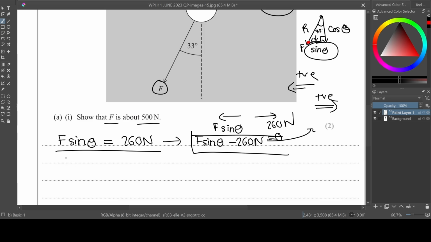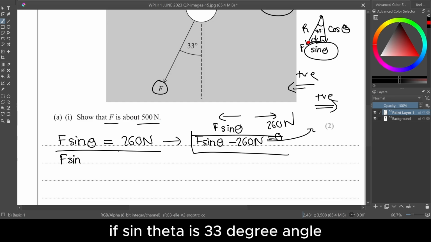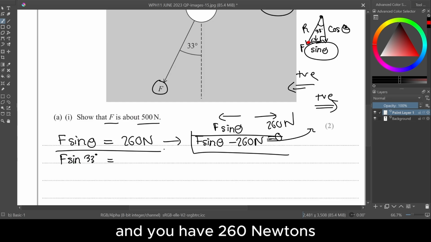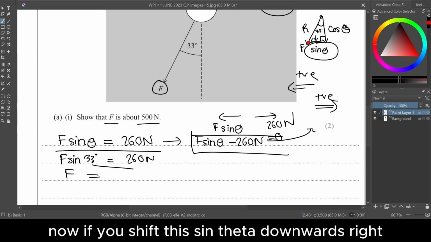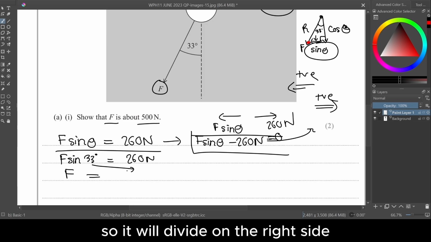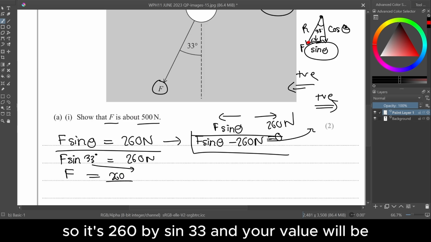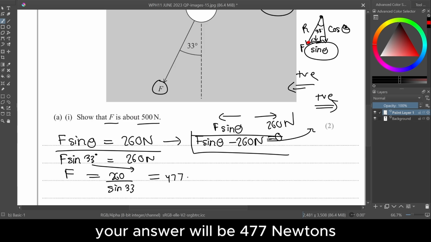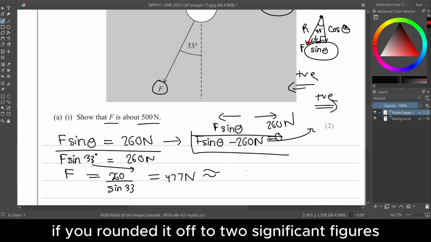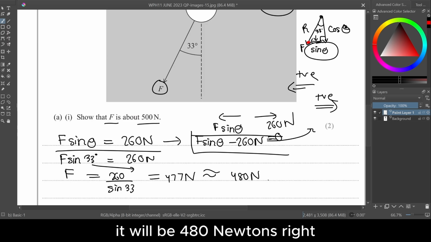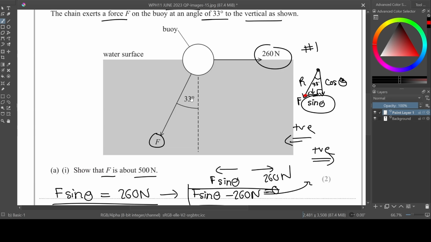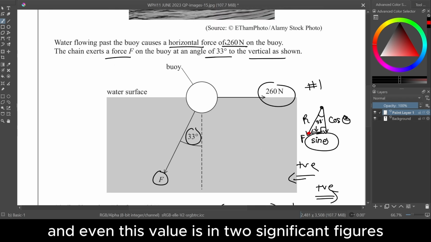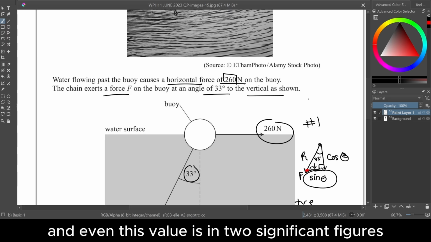So now F sine theta, with a 33-degree angle, equals 260 newtons. If you shift the sine theta downwards, because it's multiplying with F, it will divide on the right side, so it's 260 by sine 33, and your answer will be 477 newtons. If you round it off to two significant figures, it will be 480 newtons. Why two significant figures? Because I can see that there are two values, and even this value is in two significant figures.